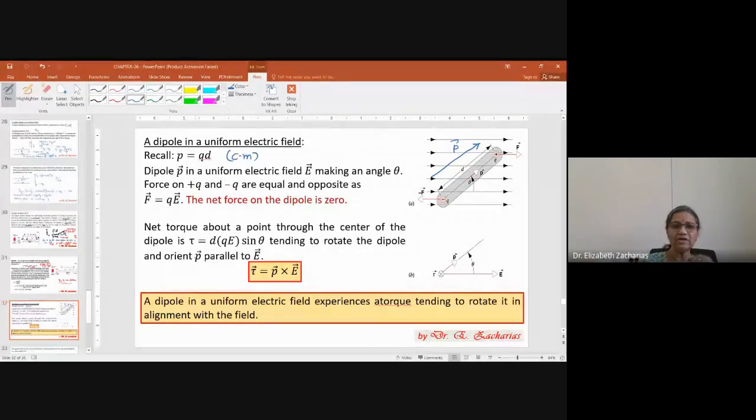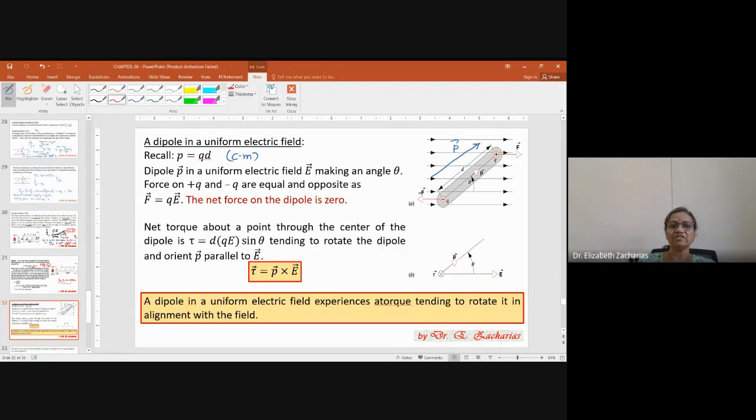Just a few minutes back, we saw what happens to a point charge when you put it in an external, uniform electric field. Those were the two problems that we did yesterday and today. So today we are going to see what happens if you take a dipole and put it in an external and uniform electric field.